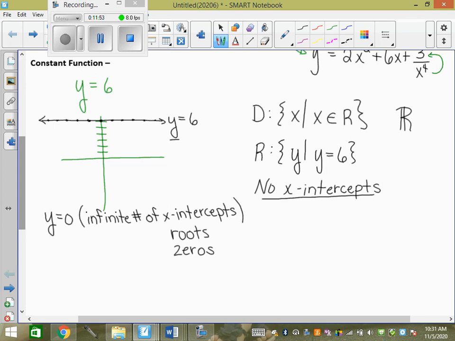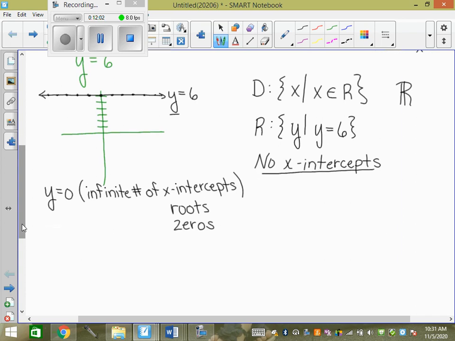How many y-intercepts does this one have? 1. And the y-intercept is actually equal to the equation, right? So for constant functions, you have 1 y-intercept, and it is equal to the equation. So y equals 6 is the equation, and y equals 6 is actually my y-intercept. 0, 6, technically. Okay?